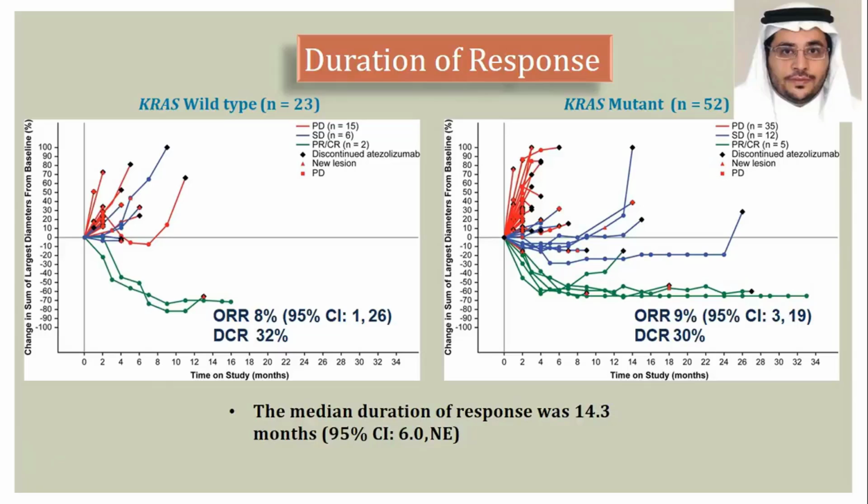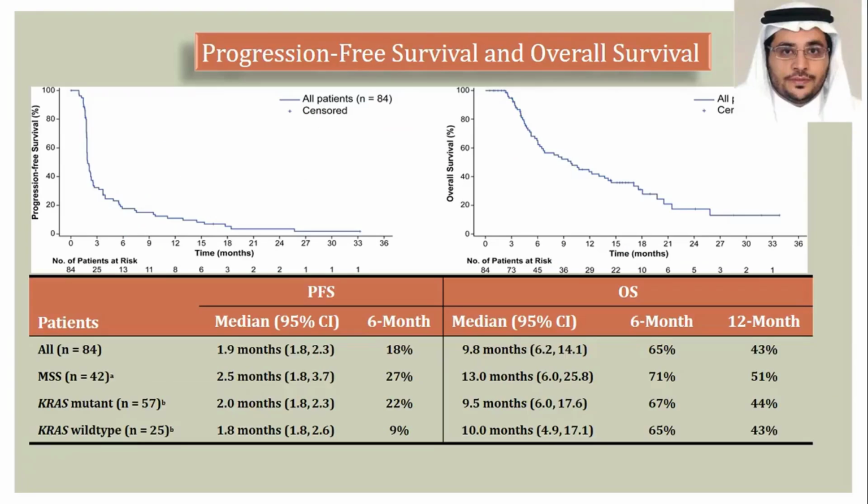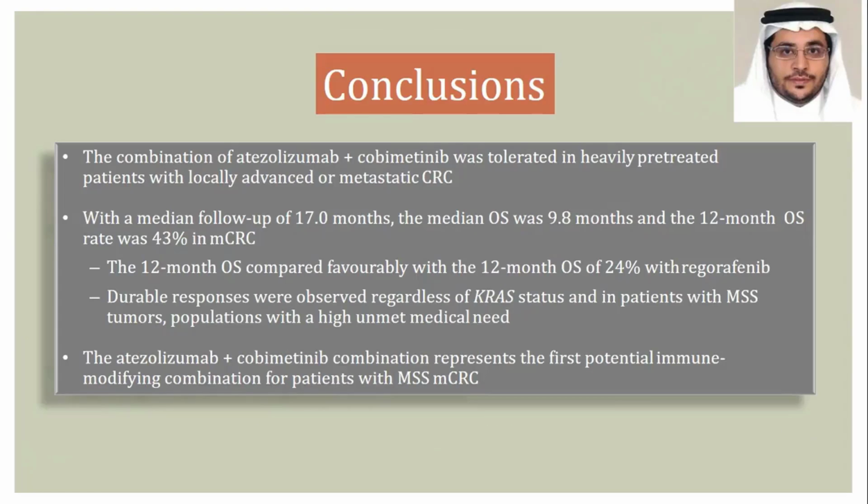It may play a role, but we don't know if it is because of the immunotherapy per se, or because of the cobimetinib treatment. In terms of progression-free survival, at 6 months, for example, all the patients were at 18%. In the KRAS mutant, they actually did better, 22% compared to KRAS wild type, but this is not reflected in the overall survival, 44 and 43. It was completely equal. So the combination therapy showed something encouraging, but not as encouraging as the MSI high.